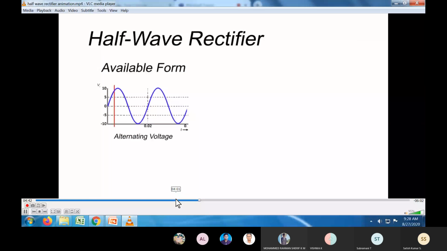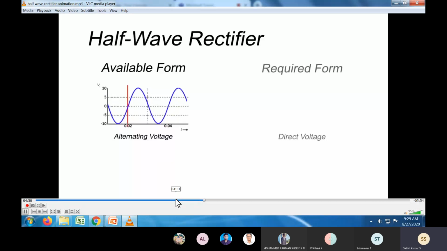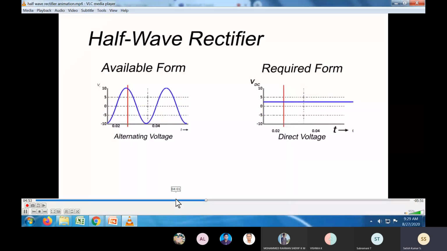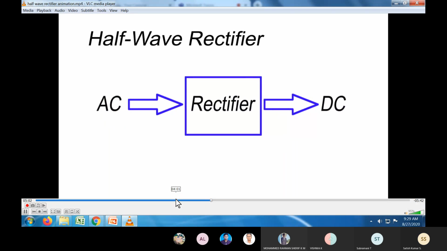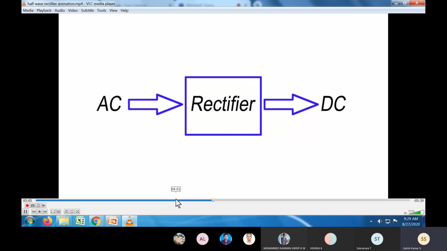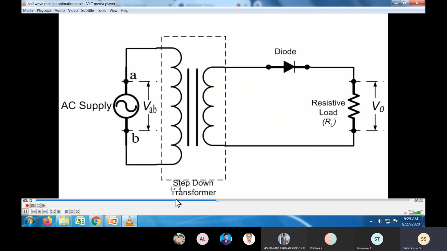Half-wave rectifier. When the available electrical supply is in alternating form and the required form is DC supply, a conversion is required, which is known as AC to DC conversion or rectification. The circuit used for this conversion is known as a rectifier. One type of rectifier is the half-wave rectifier. The circuit diagram of the half-wave rectifier is shown here.